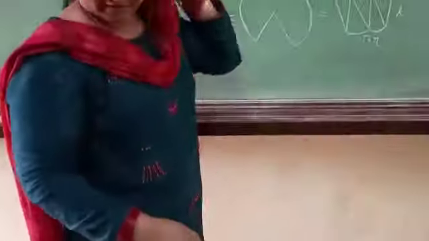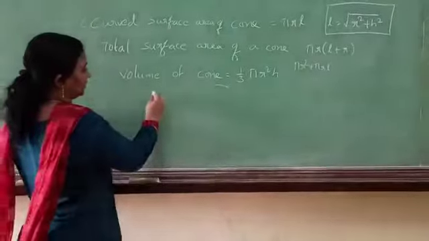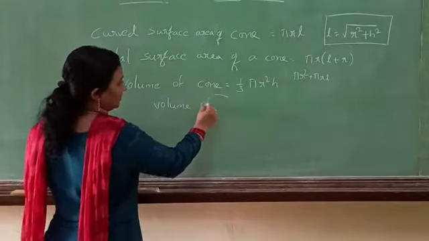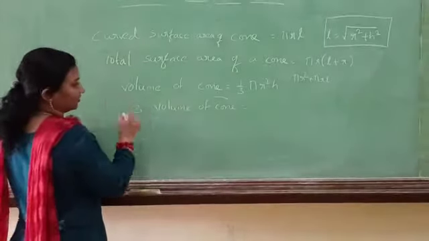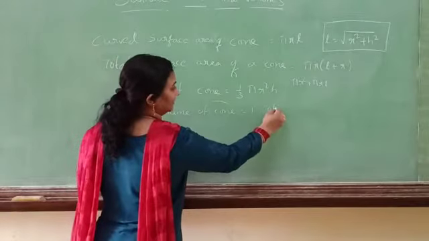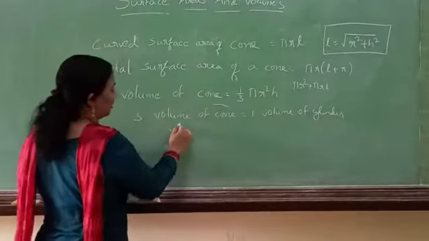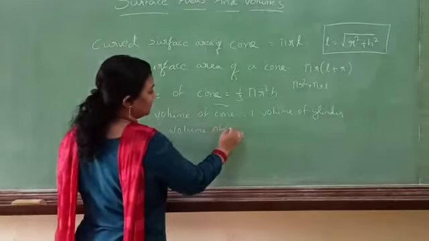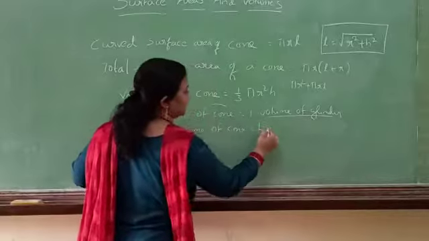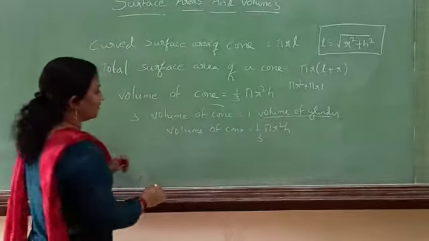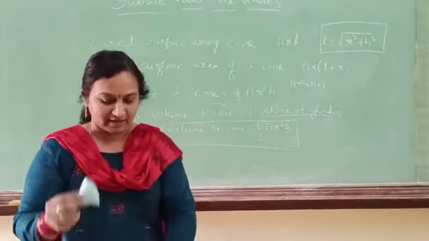That means the volume of a cone can be written as 1/3, or else 3 times the volume of a cone is equal to 1 time the volume of a cylinder. So now the volume of a cone will become 1/3, transposing 3, and we know the volume of a cylinder is pi r square h. So thus we got the volume of the cone as 1/3 pi r square h by using the activity.